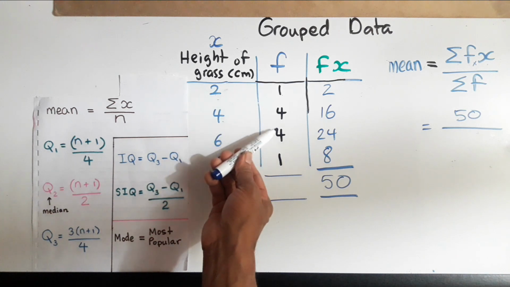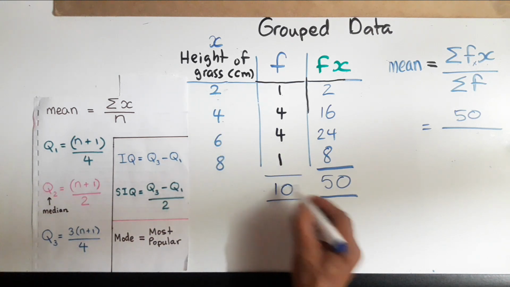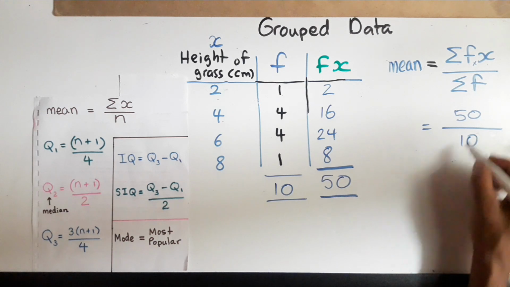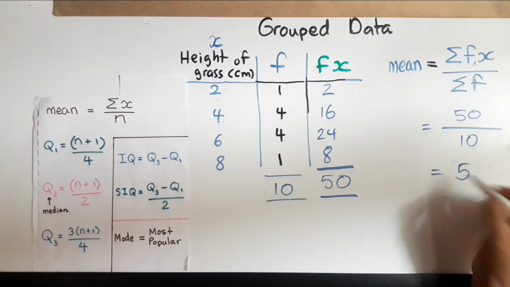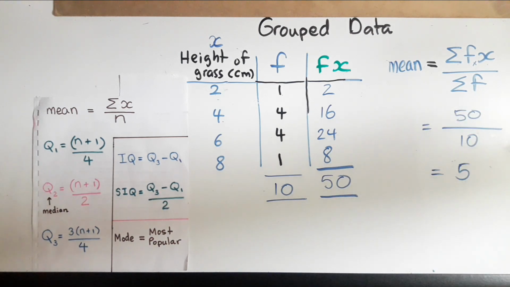1 plus 4 plus 4 plus 1 is 10. So sigma f is 10. So we just need to divide the 2 and we will get 5. So the mean is 5. Look how easy that was.